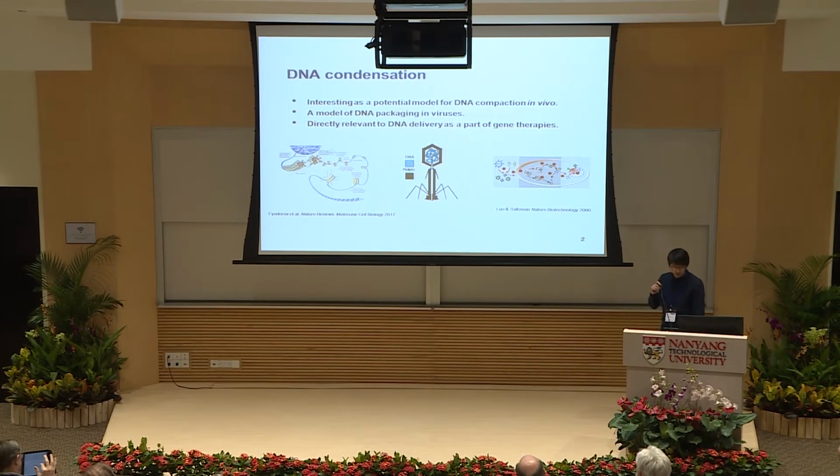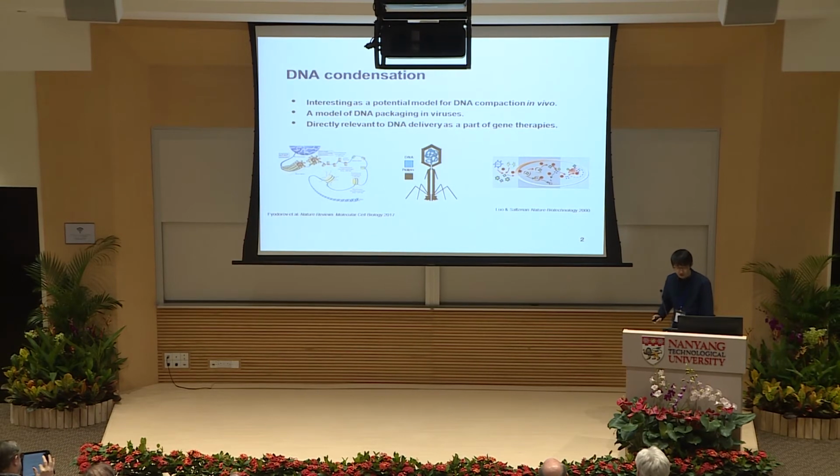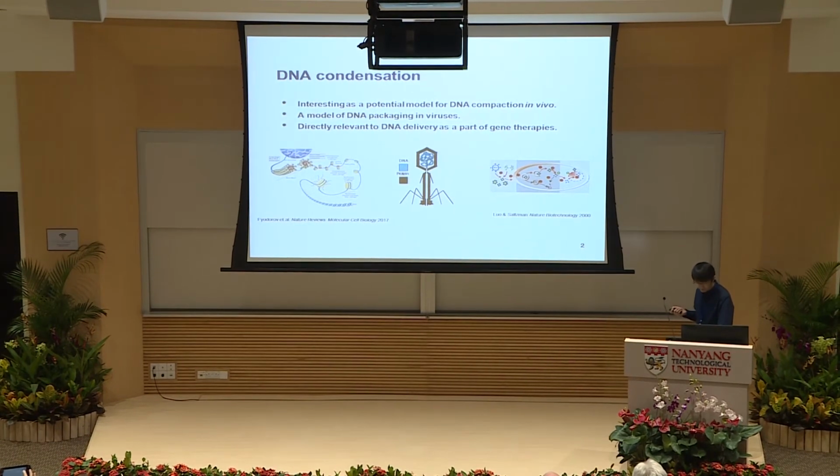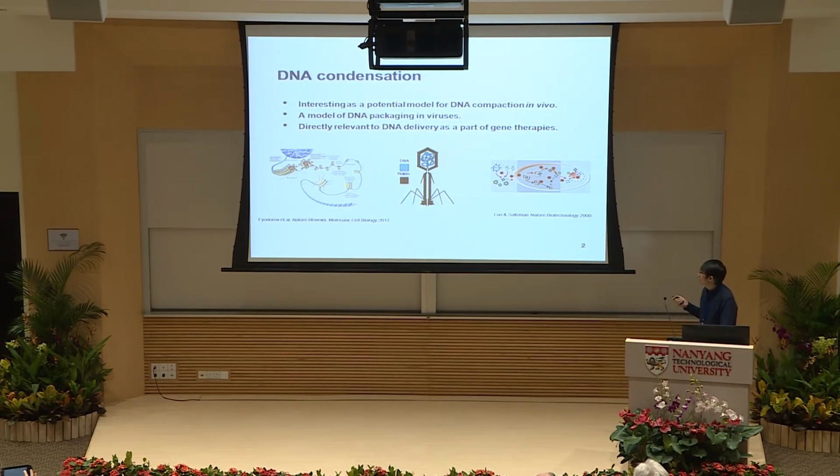Of course, as we all know, DNA condensation can be regarded as a potential model for DNA compaction in, for example, eukaryotic cells. Another interesting thing is that in various capsules, it's more like DNA in contact with DNA instead of a DNA-protein complex situation, such as the situation in eukaryotic cells. So DNA condensation here is more relevant.